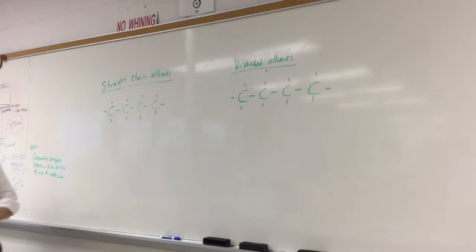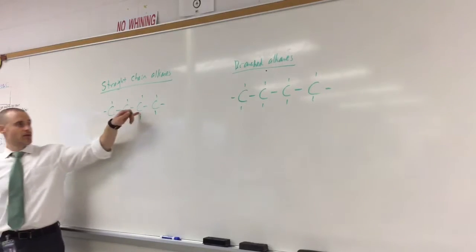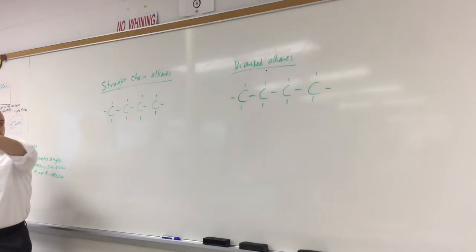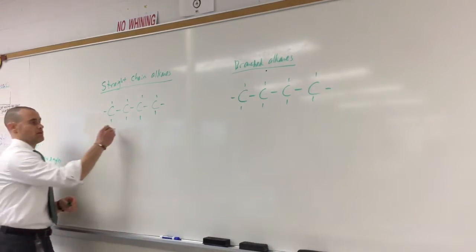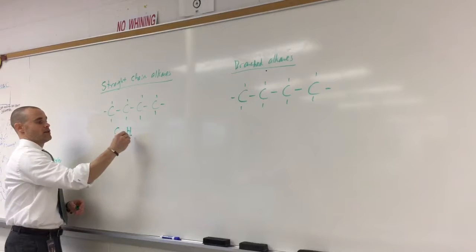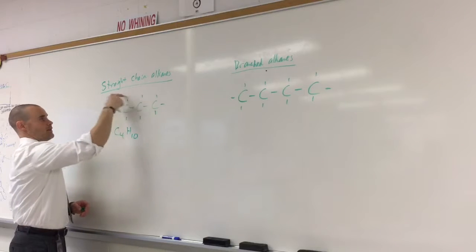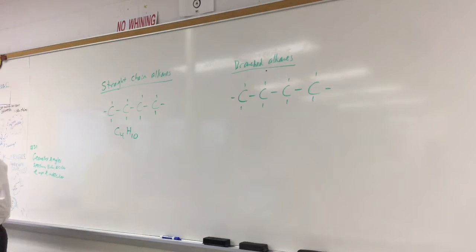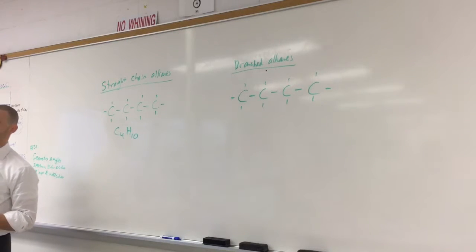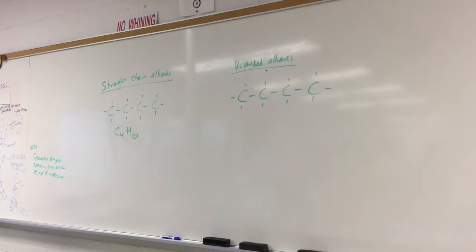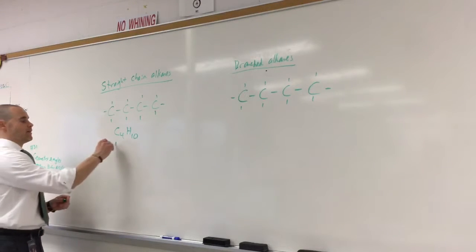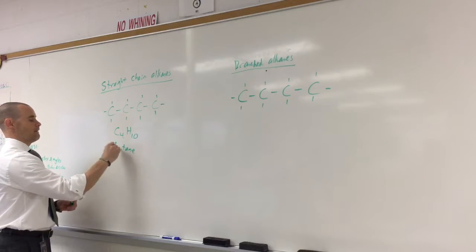Okay, so the straight chain, 1, 2, 3, 4, 4 carbons. How many hydrogens? C4H10. 1, 2, 3, 4, 5, 6, 7, 8, 9, 10. It fits the alkane formula. Watso, what's the name of that? It is butane. Butane, very good. All right.